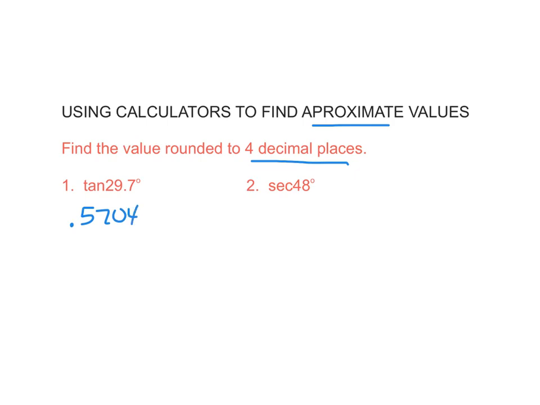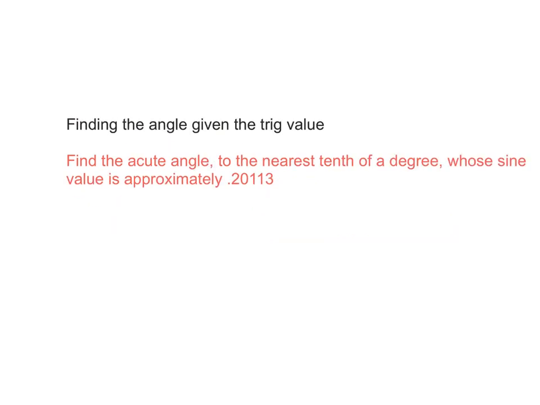Now secant, there's not a secant button on the calculator, but here's what you have to do. Secant is the reciprocal of cosine. So I'm going to punch in 1 divided by cosine 48, probably quicker. Hit enter and I get 1.4945. That's all you do. So part of your homework tomorrow, you can just punch it straight in your calculator, but you've got to be a little sneaky with the secants and the cosecants and do reciprocals.